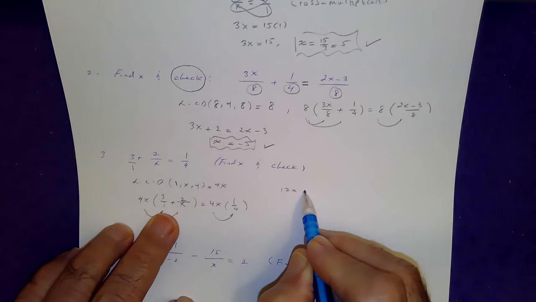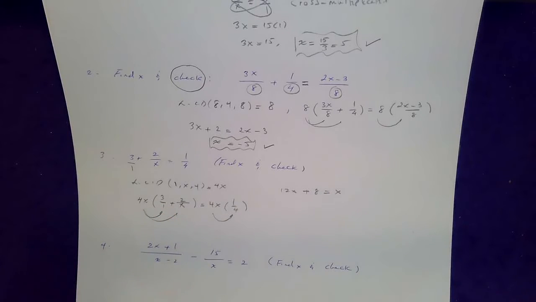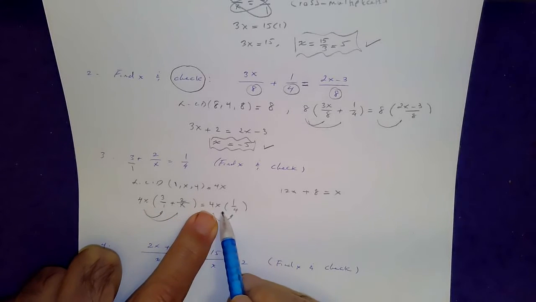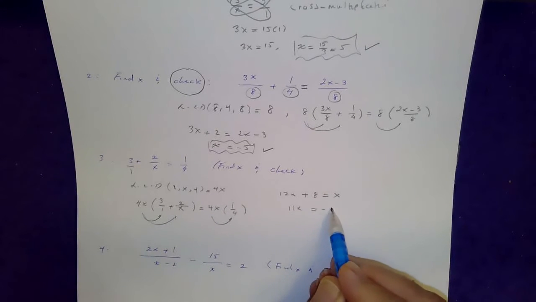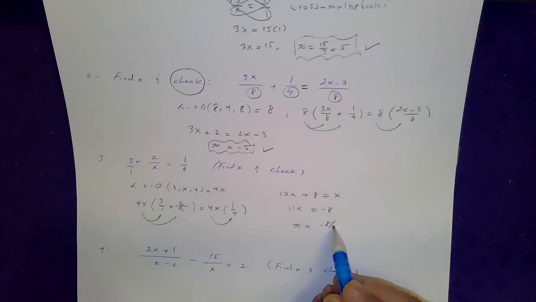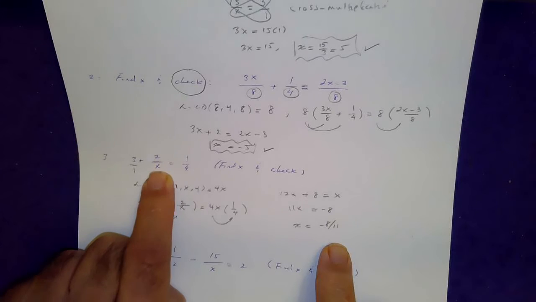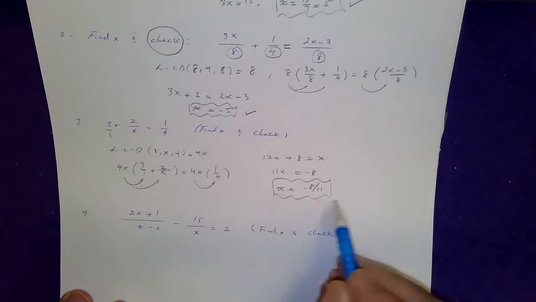I get 12x plus 8 equals x. Correct? That's 12x plus 8 equals, 4's cancel, x. So this is like 11x equals negative 8. x is equal to negative 8 over 11. If you stick negative 8 over 11 here, it does not make the denominator 0, so I'm not going to get any undefined answer. So I'm going to box my answer and say, you know what? This is the final answer.